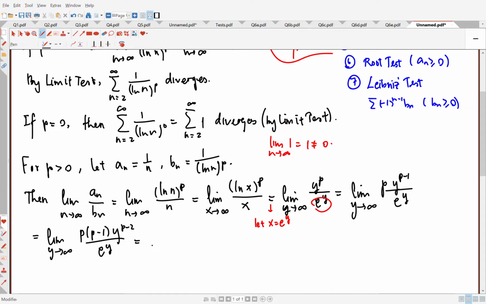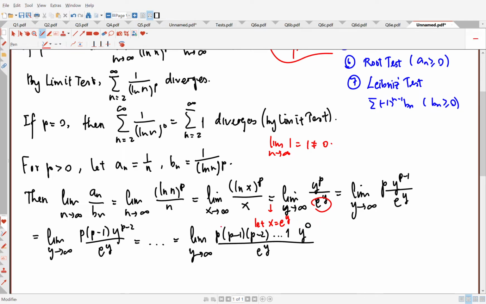And I can keep doing this. Okay, and I will have p times p minus 1 times p minus 2 and so on until what? Until 1, y power 0 divided by e to the power of y. Is this correct?